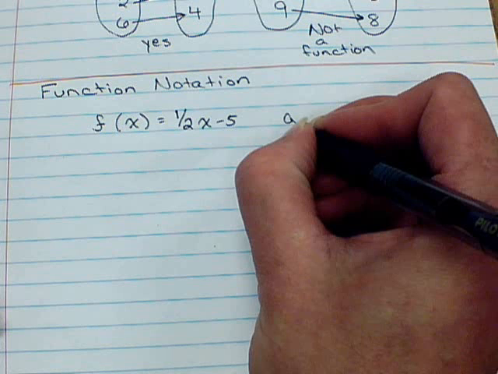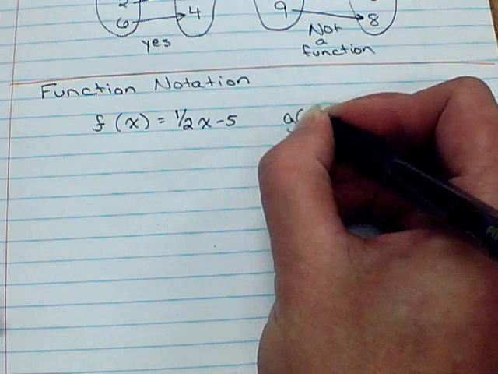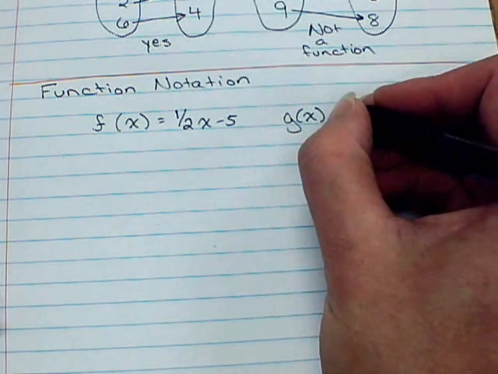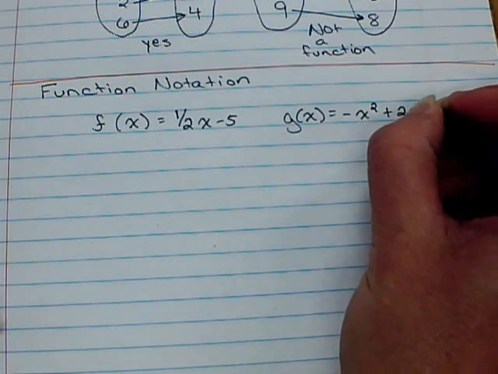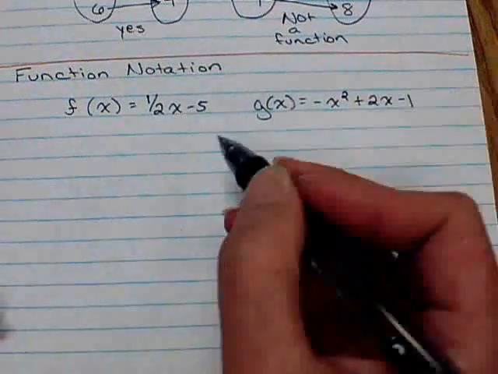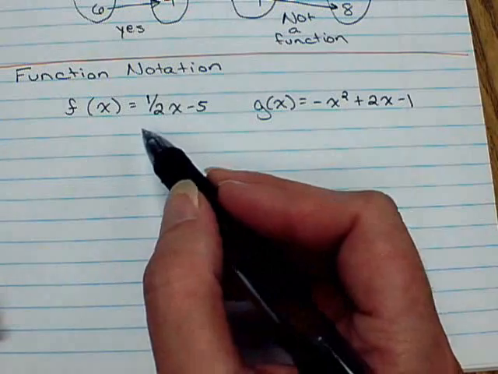Let's say f of x equals 1/2 x minus 5. And then we wanted to have another function. We're going to name this other one g of x equals negative x squared plus 2x minus 1. Now I'm going to use the f to give an example of what function notation really is, just to make sure we all are on the same page.